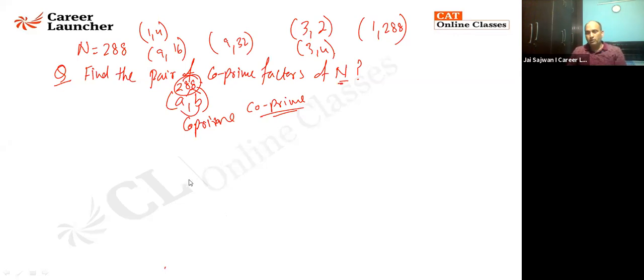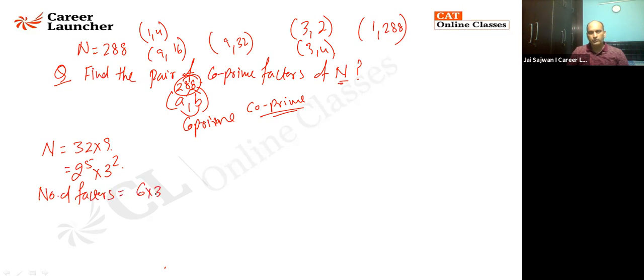Look here, everyone. 288 is 32 into 9. It has 2 to the power 5 and 3 to the power of 2. What is the number of factors of it? I'll say 6 into 3 is 18 factors are there.